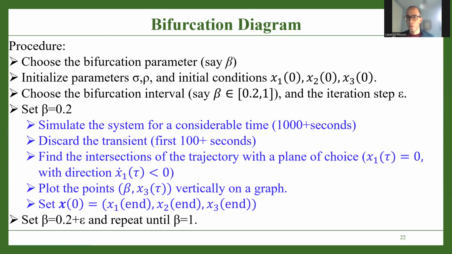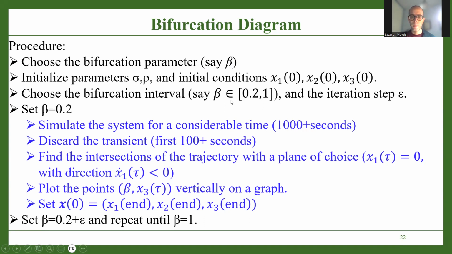So let's see how we can compute it. Okay, it's very simple. Actually, it is a single for loop. So let's say we have the Lorenz system under study, and I want to study how the behavior changes when I change the parameter beta. Okay, so I have chosen my parameter beta. So now we need to set fixed values for everything else. So I initialize sigma, rho, which are the other parameters, and I also initialize my initial conditions, x1,0, x2,0, x3,0. So then I will have to choose my interval of interest.